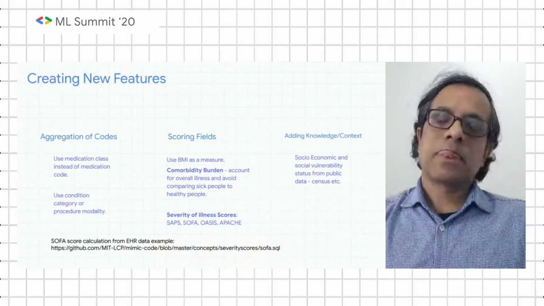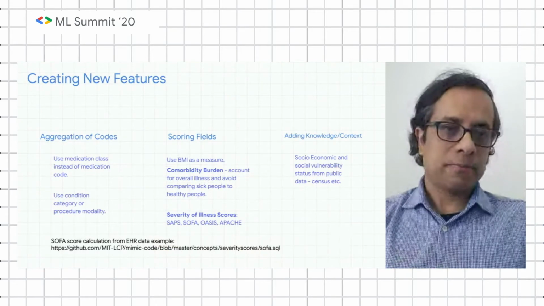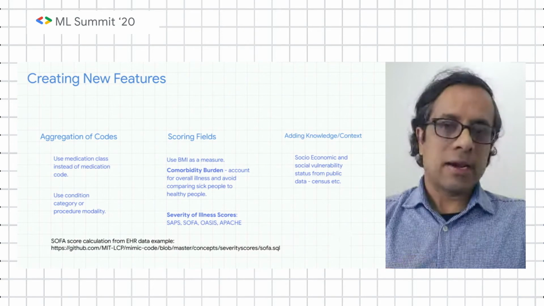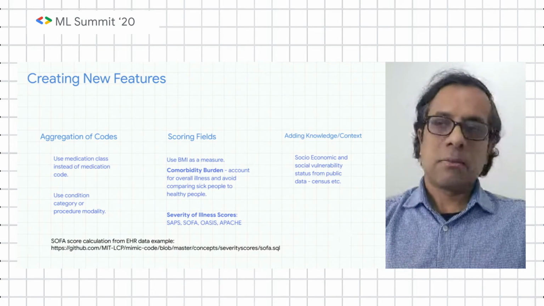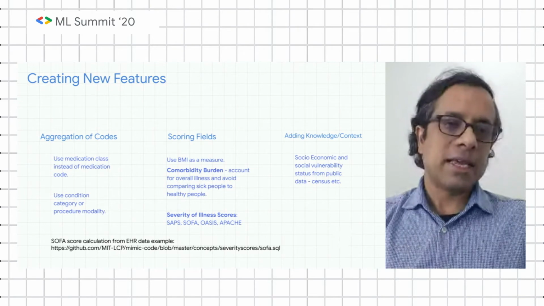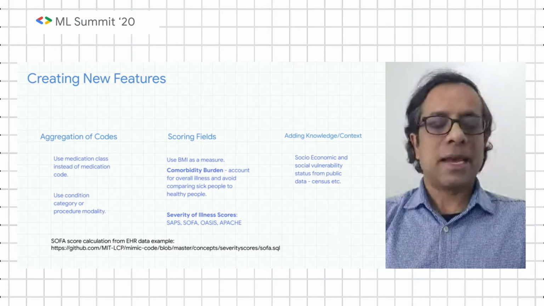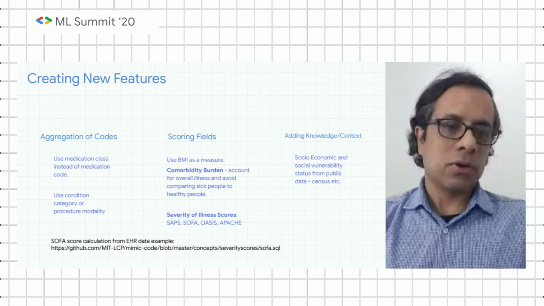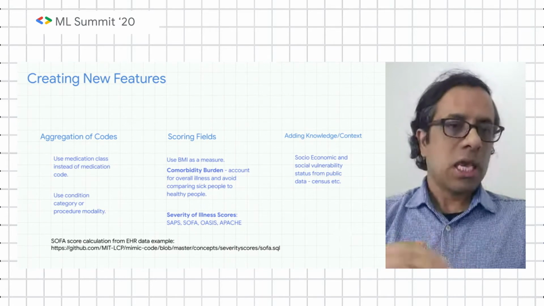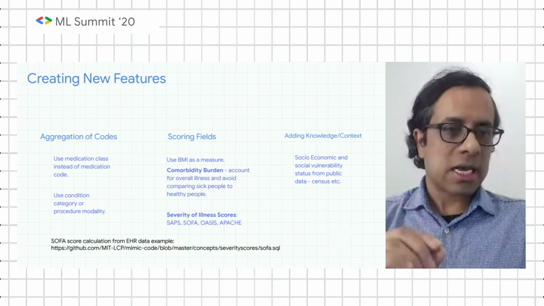And lastly, the creation of new features. Creation of new features may not be required in most deep learning models, but there are three situations where it might be important. One is the aggregation of codes. As I mentioned, healthcare has a lot of codes. Medication codes, for instance: instead of using the medication code, you can use the medication class.